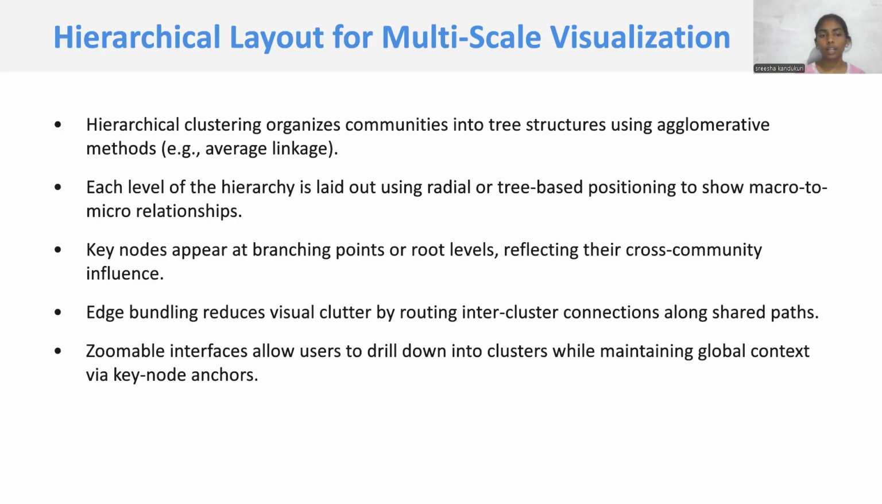Key nodes appear at branching points or root levels, reflecting their cross-community influence. Edge bundling reduces visual clutter by routing intercluster connections along shared paths. Zoomable interfaces allow users to drill down into clusters while maintaining global context, and vice versa, with key node anchors.